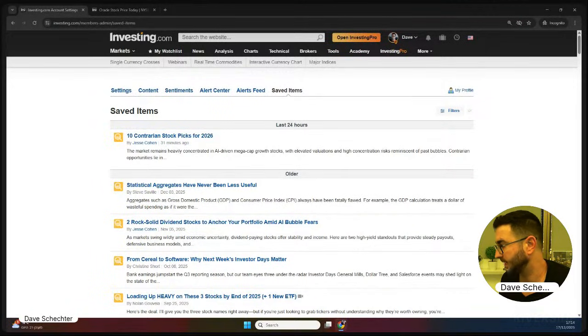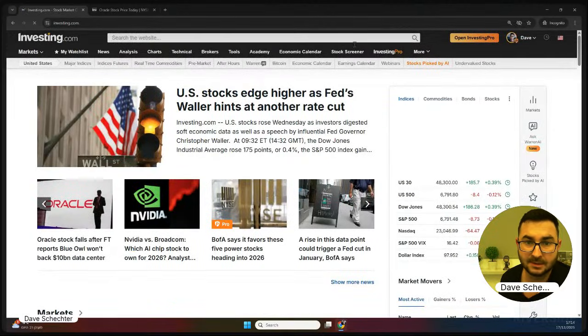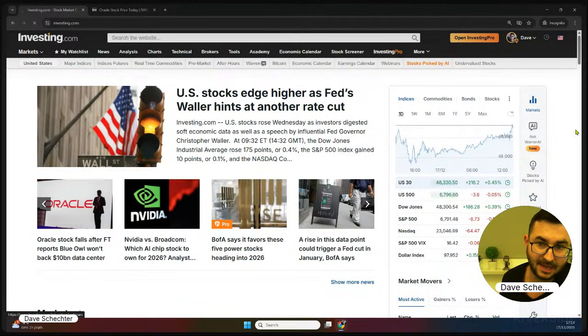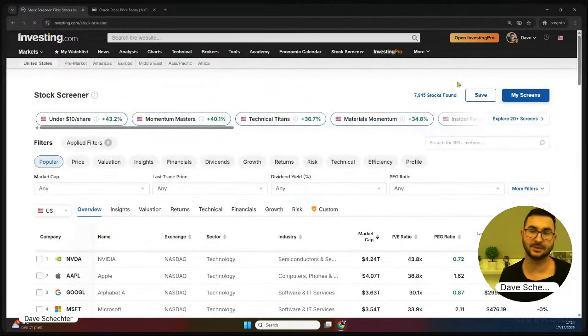Excellent. So the next thing that I would like to showcase to you guys is the screener. So the screener can be found in the top nav bar here. And for those of you who are not familiar with what a screener is, it's a really excellent way for you to filter for stock ideas based on your investing preferences or themes.